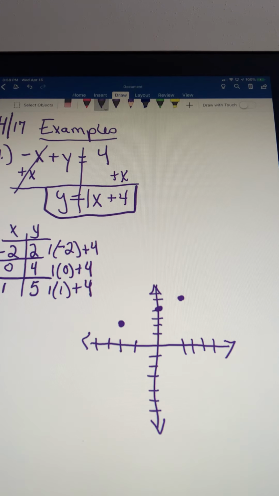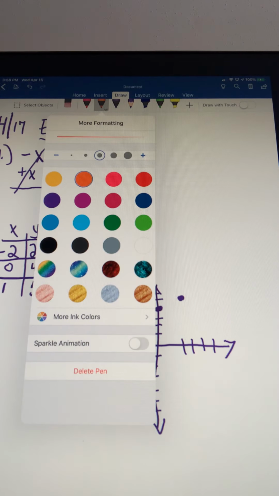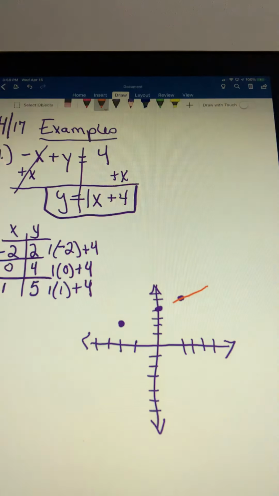How you know if you did these properly is if it forms a straight line. So I'm going to now draw a straight line on my graph, as straight as you can make it, and don't forget your arrows.